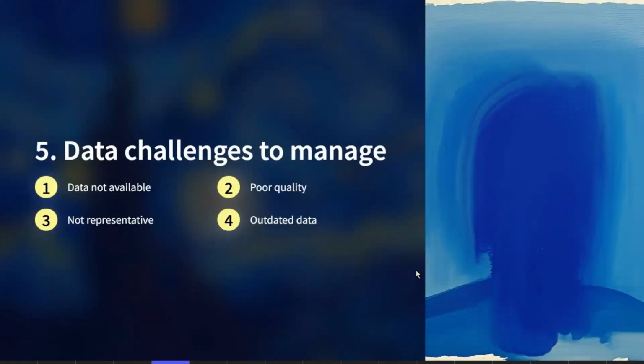Here's where most teams struggle. Data may not exist, it may be poor quality, it may not represent reality, or it may already be outdated. Each of these breaks AI in a different way.